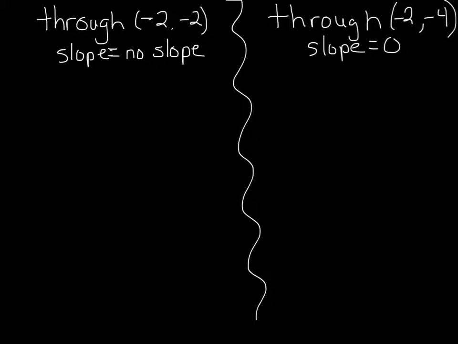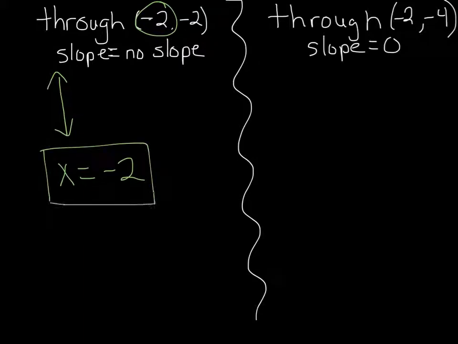Okay, remember, anytime it's no slope, it is a vertical line and an x equals. Now look at your point to see what x equals. It would be -2. X equals -2 is your answer. And a slope of 0 is always a horizontal line, and it's always y equals something. Look at your point to see what y equals.